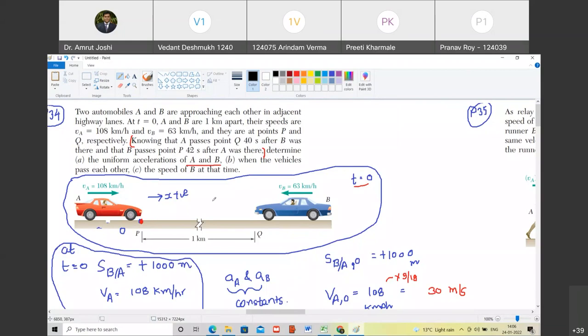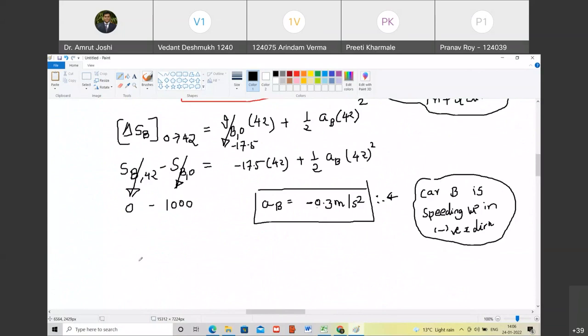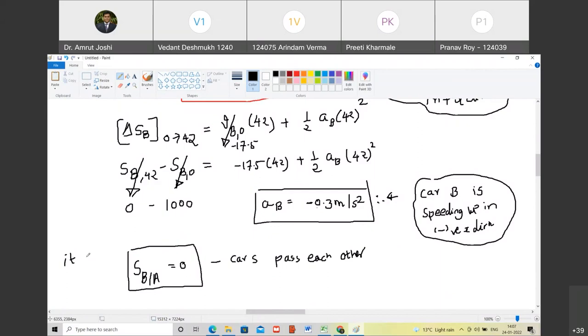So, what we are going to do here is find the time at which the position of B with reference to A is 0. Do you agree with me? Yes, sir. This is the point at which the cars pass each other. Let us say that it happens at time t. Do you agree with me?